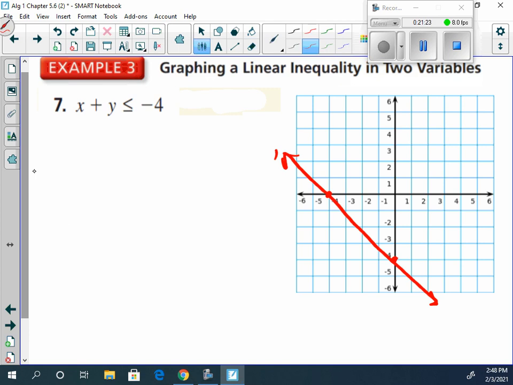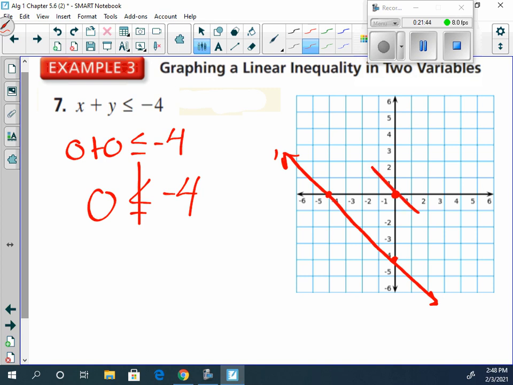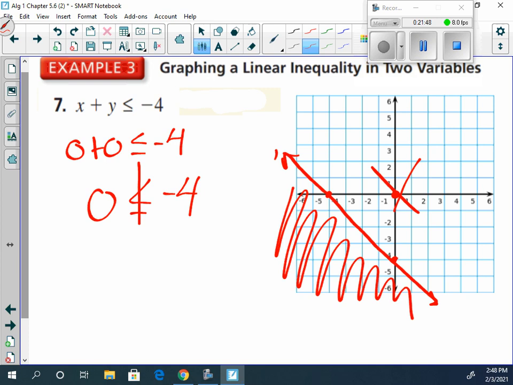Right, so we can check 0, 0. So that would get us what? 0 plus 0 is less than or equal to negative 4. Yes? 0 plus 0 is what? Is 0 less than or equal to negative 4? No. So this is false. So we shade the side that doesn't have it, or we shade away from 0, 0.